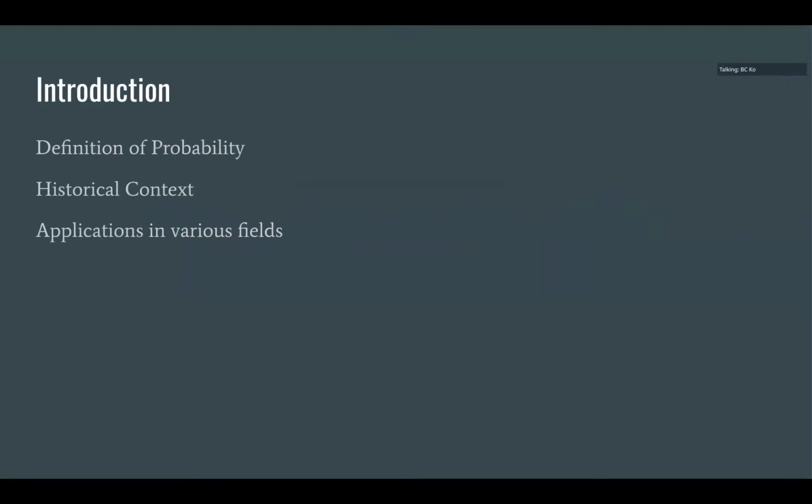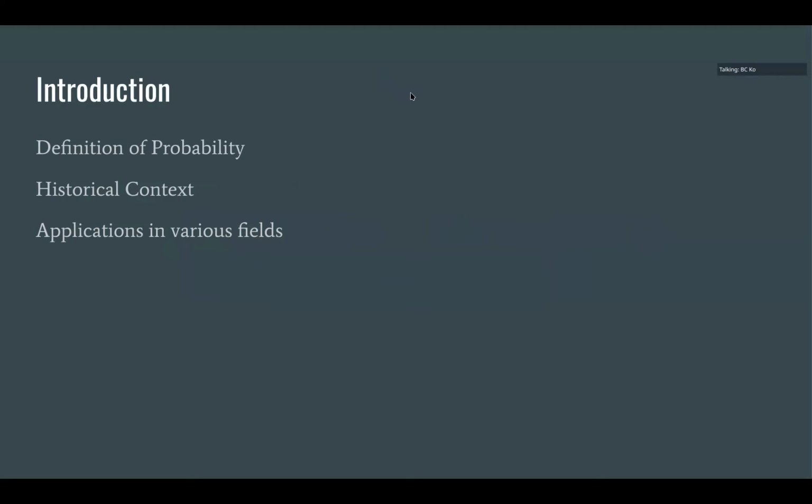Introduction. So probability is a measure of the likelihood that an event will occur. So it quantifies uncertainty and allows us to make informed decisions based on the likelihood of different outcomes.